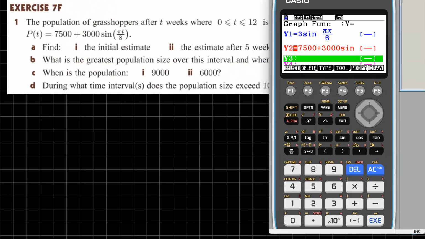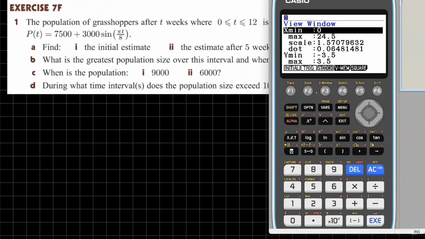All right, so can't really see on mine, but the first thing I'm going to do is set my X min and max 0 to 12. So we're going to go Shift, View Window. So Shift F3, and that's going to be 0. I'm happy with that. And I'm going to go 12. You know, you can put 12.5 if you want, whatever. We good?